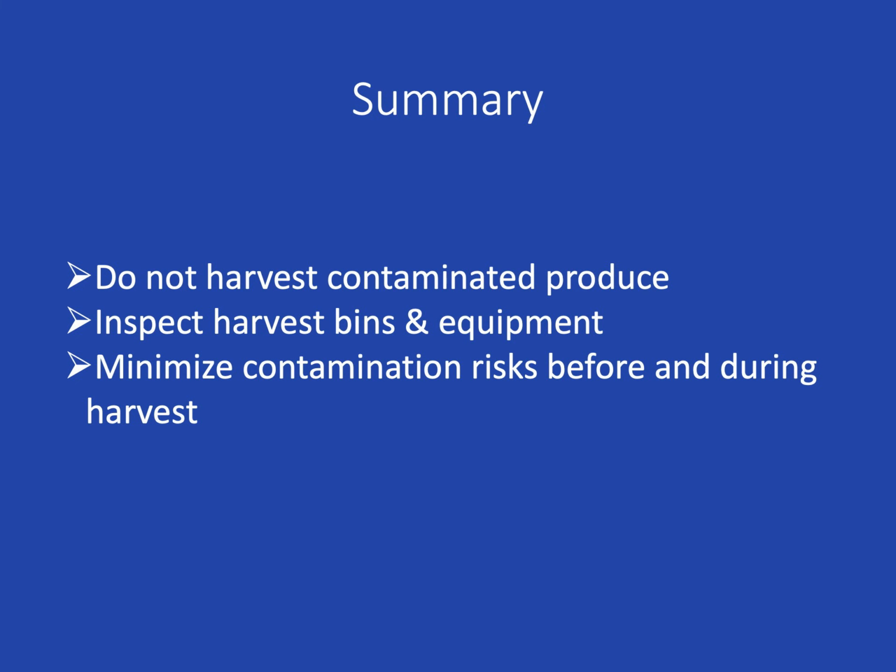In conclusion, workers cannot control animals, but they can take measures not to harvest any contaminated produce and inspect their harvest bins and equipment to ensure that they will not be a source of contamination. These actions prior to harvest and at the time of harvest will minimize food safety risks and make it easier to prevent any contamination during post-harvest activities.